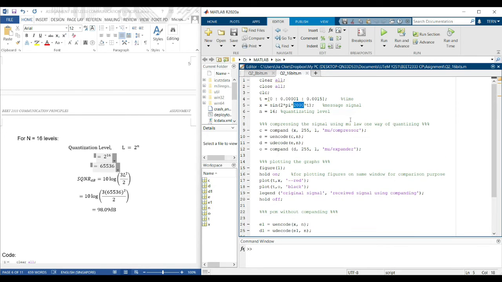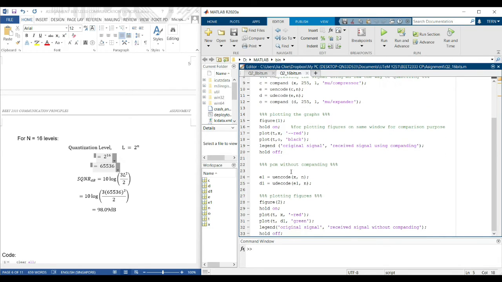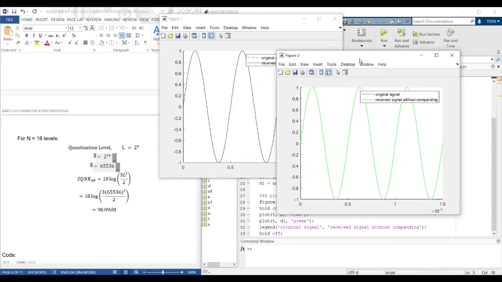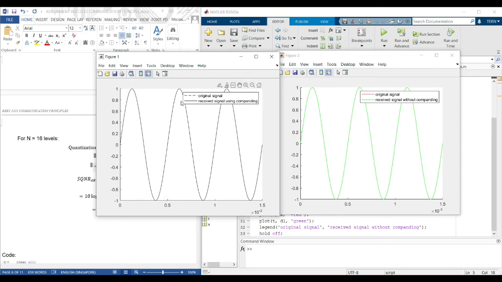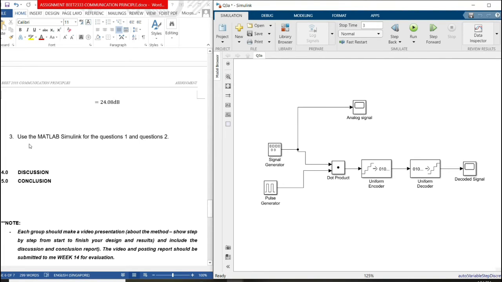Again, we use the mu-law companding, uniform encode and uniform decode, and then we expand it. We also plot the PCM without companding, that is, uniform encode and uniform decode our original signal. When we run the code, we get the quantizing level of 16 of the signal here, and this one is without companding.